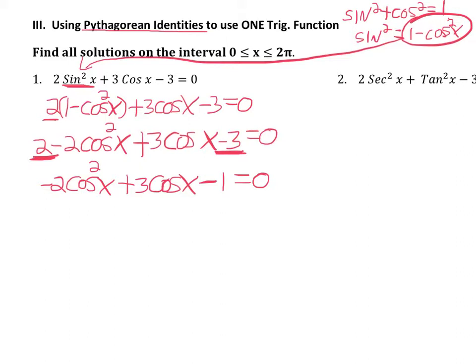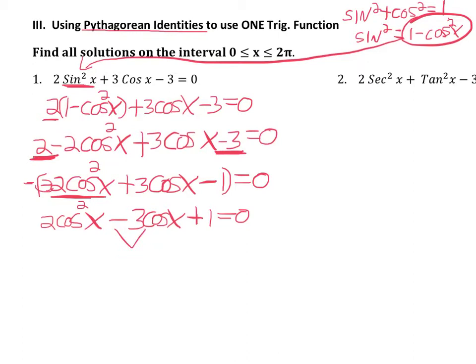So we're going to factor this into two binomials, but before we do that, we always want this leading coefficient to be positive, and it's negative. So what we really could do is pull a negative out. We could change the sign of all three terms, and then that negative 2 cosine squared of x will change to a positive 2 cosine squared of x. Positive 3 cosine of x changes to negative 3 cosine of x, and that negative 1 changes to plus 1.